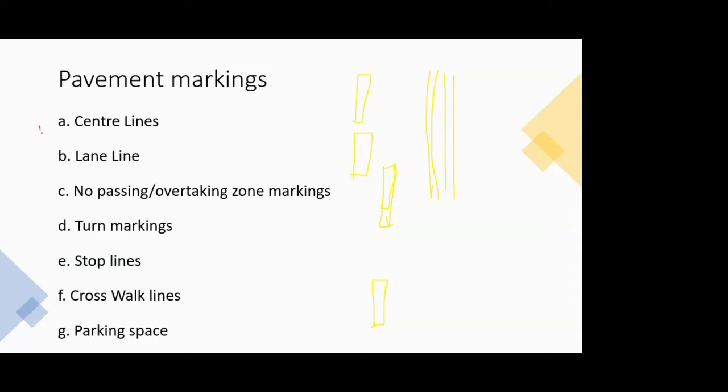In that it includes center lines, lane markings, okay, then overtaking zone markings or no passing. So this is a no passing when you have a double solid line. That means you are not allowed to overtake on that road. So even if there is no sign of overtaking prohibited, from the marking also you can come to know in what way you have to drive on this road.